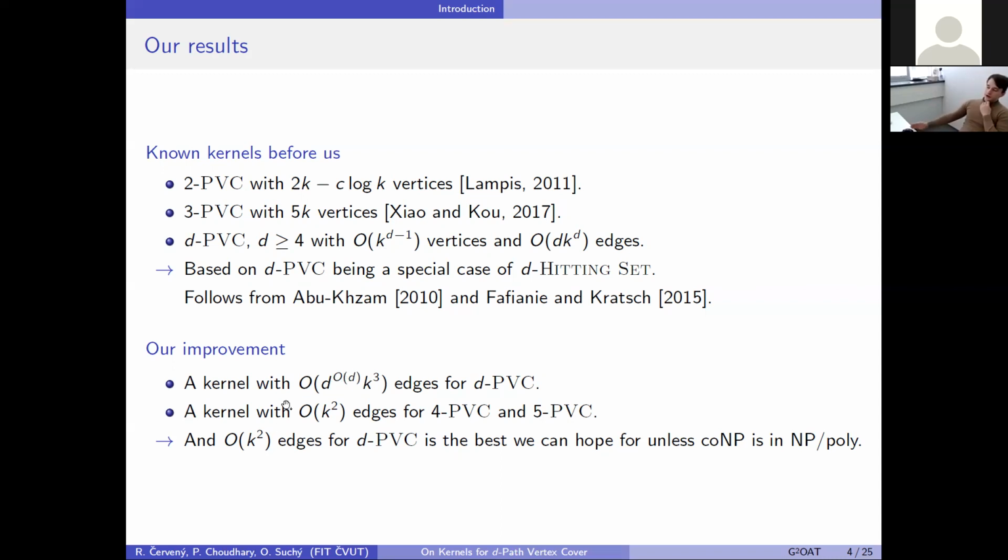And then we were able to further shrink the size in the case for 4-PVC and 5-PVC. In this case, we can go up to quadratic number of edges, and that is actually something that we can think of as the best thing that we can hope for, unless something really bad happens. Yes, unless coNP is in NP/poly. Right, so these two results I'm going to try to talk about today.